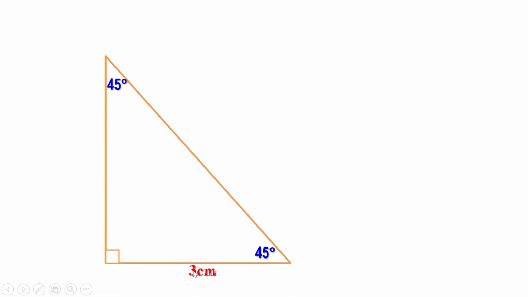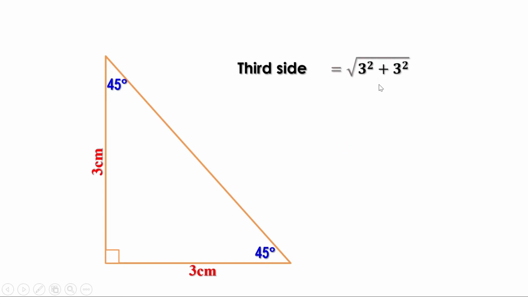Suppose this side is 3 cm. Since it is an isosceles triangle, these two sides are equal, therefore this is also 3 cm. Now let us find the third side. Third side is the hypotenuse of this right angle triangle. So we know hypotenuse equal to root of base square plus altitude square, or the third side equal to root of 3 square plus 3 square.